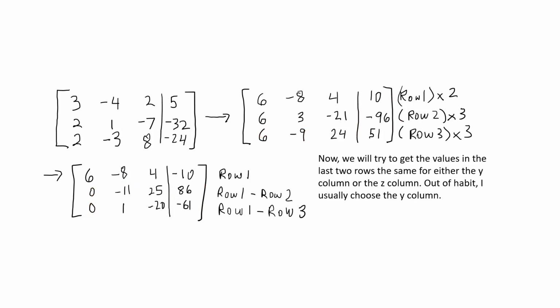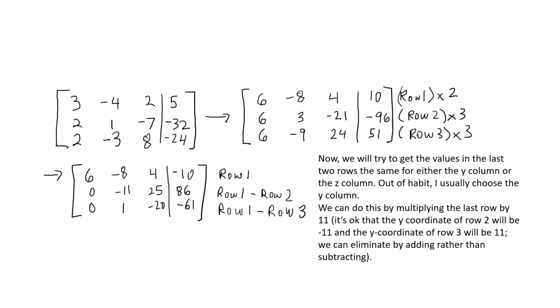So, we now are going to focus our attention on these two entries right here, where that negative 11 and that 1 are. And just for the next couple slides, trust me on that, we want to get those entries the same. As long as the magnitudes are the same, it doesn't specifically matter if they have different signs. If they have different signs, if we get a negative 11 and a positive 11, we'll just add. If we get a negative 11 and a negative 11, we'll subtract. And so we want to get those the same so that we can eliminate, and you'll see why in a few slides. So let's multiply the last row by 11.